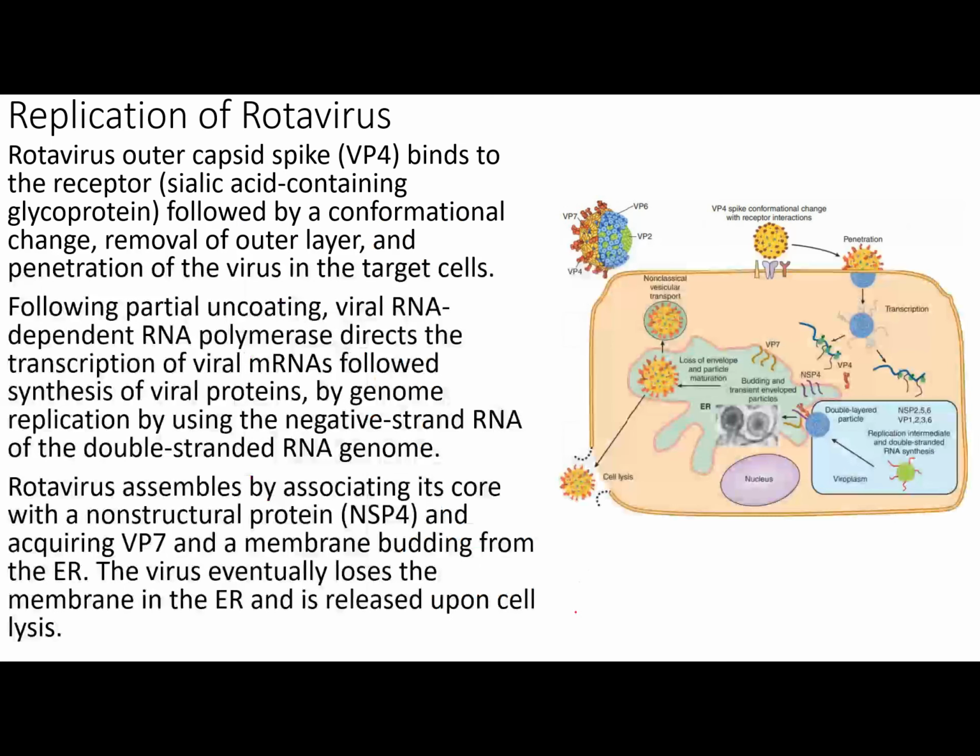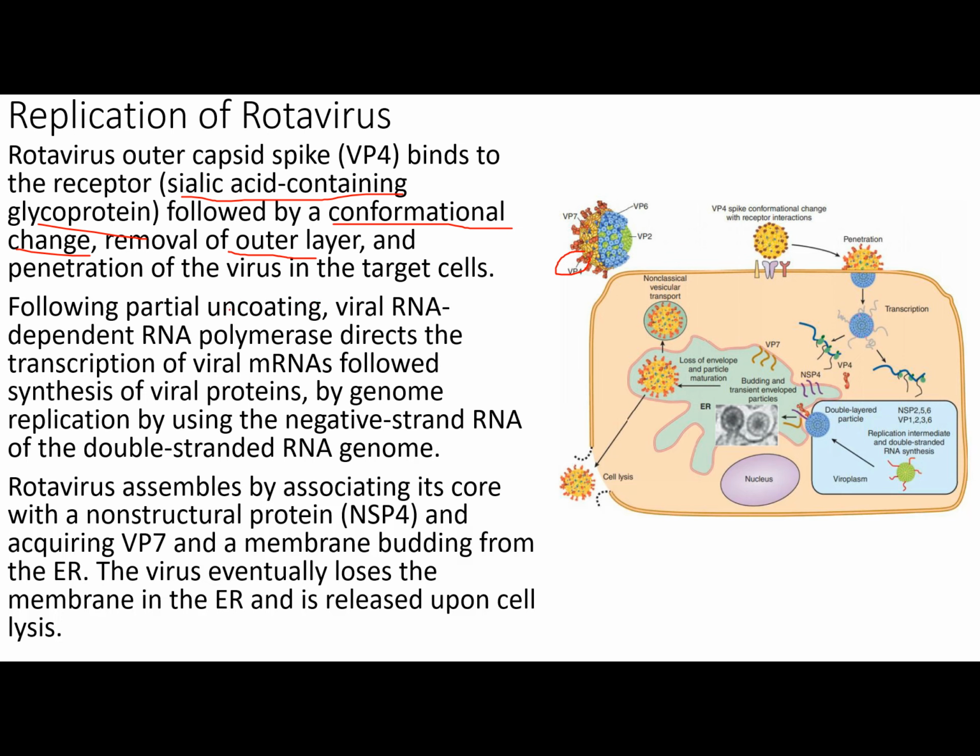Now let's take a look at the replication of your rotavirus, class. So the rotavirus outer capsid spike, its VP4 protein, would bind to the receptor. So the way of attaching of rotavirus, this VP4, the VP4, class, would attach to the receptor. What is the receptor, class? Sialic acid-containing glycoprotein. So once it's attached, it would be followed by a conformational change, removal of the outer layer, and penetration of the virus into the target cell.